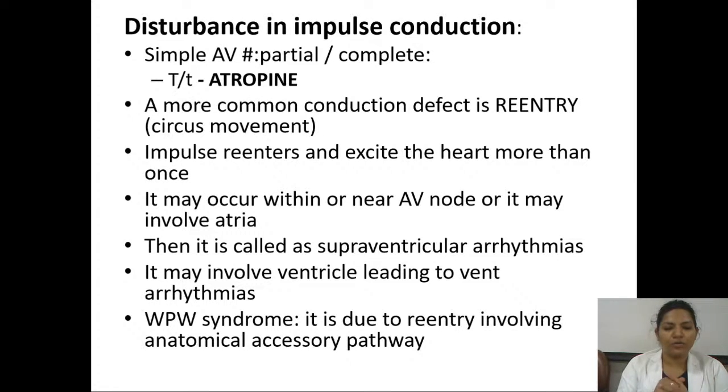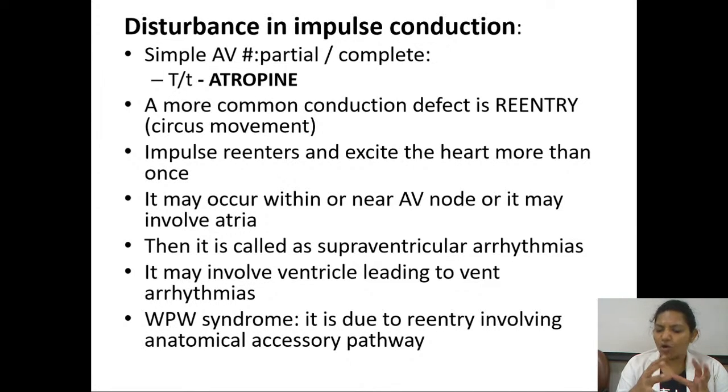Now, what are the problems that might occur in impulse conduction? Two things can happen. First of all, there can be a simple AV block, which can be partial or complete. For this, the treatment is simply atropine, right? But a more common defect that we see is usually a re-entry phenomenon. During re-entry, an impulse re-enters and excites the heart over and over. Basically it forms a loop-like situation, also known as circus movement, right?